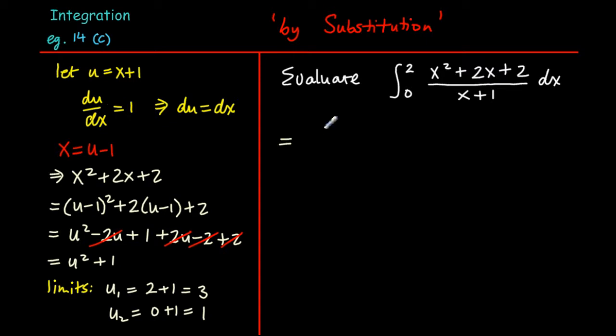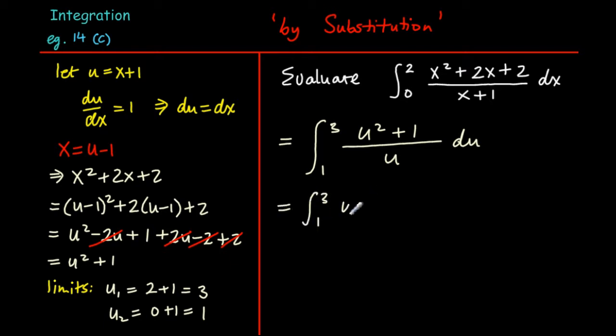So rewriting our original expression, our limits are now 3 and 1. X squared plus 2x plus 2 is u squared plus 1. X plus 1 is u, and dx is du. Now we can separate these fractions, because u goes into u squared, and you just get u, and u goes into 1, we get u over 1. And we do these two integrations individually.